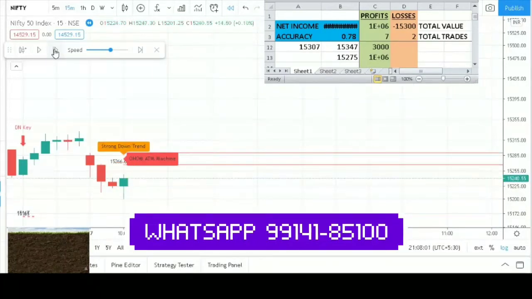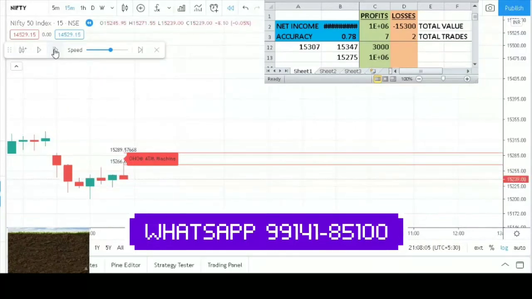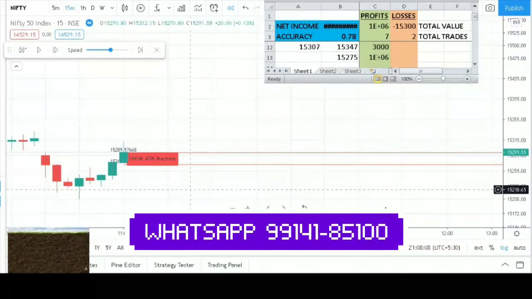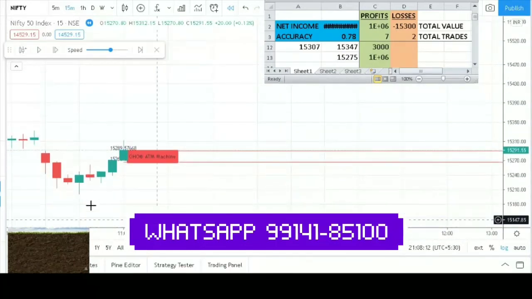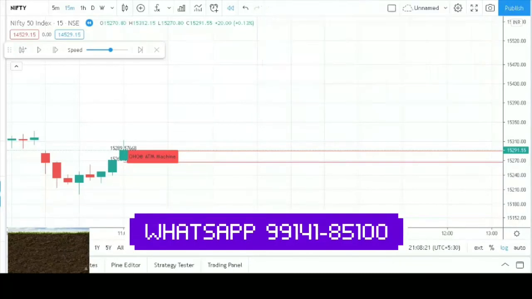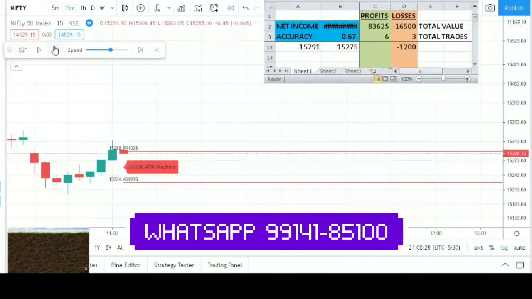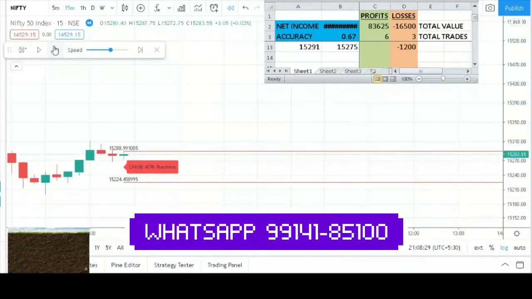Going to the next targets. Oh, closed above the machine, I think. Yes, above the machine it's closed. So its closing is 15291. We are taking a loss of 1200 rupees. Nothing. So now we are out of the trade and we are trailing it.